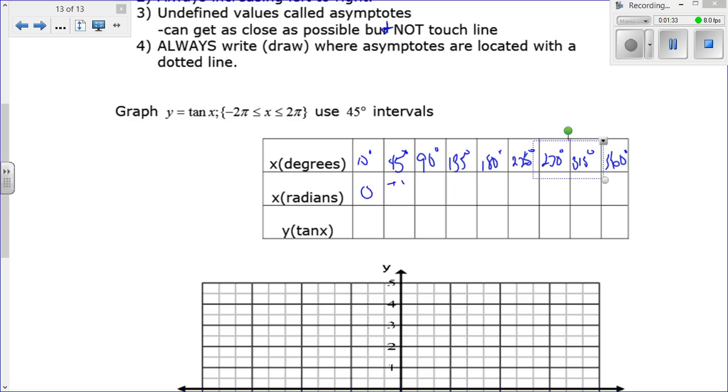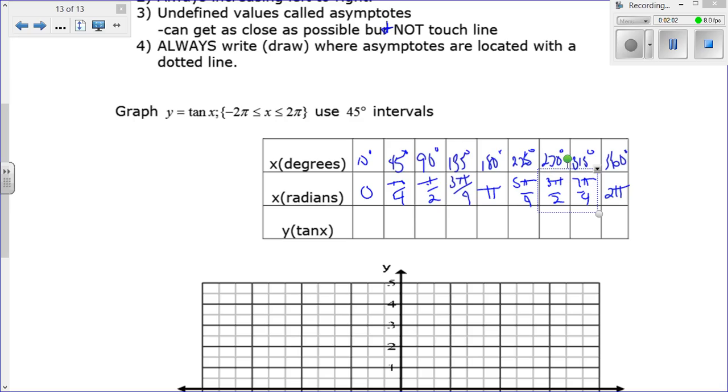0, pi over 4, 2 pi over 4, which is pi over 2, 3 pi over 4, 4 pi over 4 is pi, 5 pi over 4, 6 pi over 4 is 3 pi over 2, 7 pi over 4, and 2 pi.